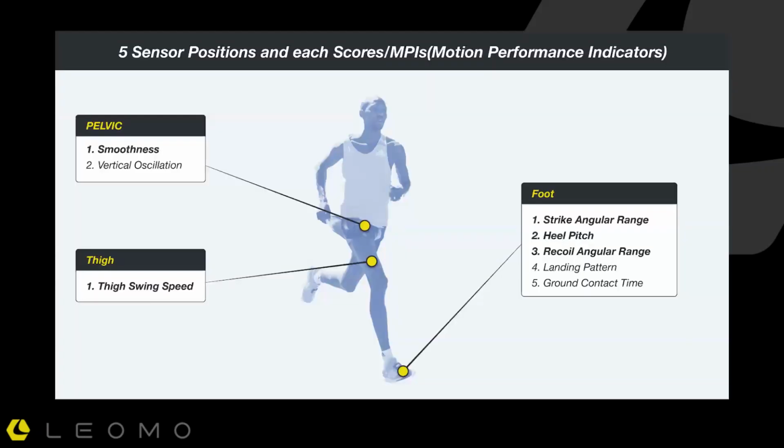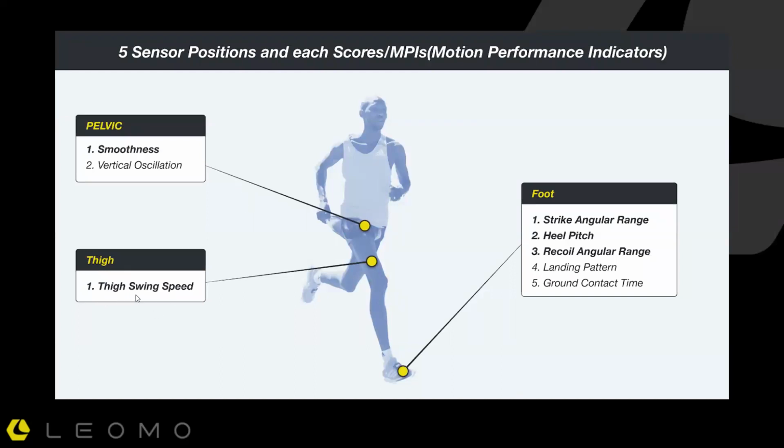Let's get into the actual MPIs here. As Brian mentioned already, here are the positions of the sensors, the IMU sensors, and the metrics that they'll produce. Like we just talked about, on the pelvis, we have the vertical oscillation, but we also have a measure of smoothness. I'm going to get into the descriptions and how all of these measures work next. I'll just give a quick overview here.